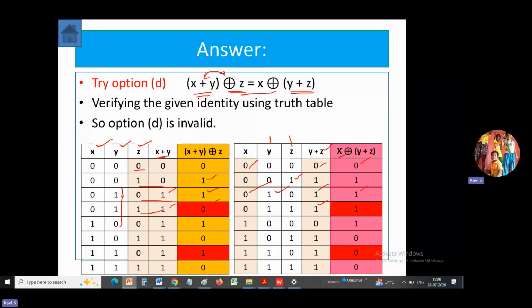In that way, if you fill in some of the combinations, like when the input is 0, 1, 1, the left hand side of the given identity produces 0, while the right hand side produces 1. In the same way, for another input combination, 1, 1, 0, the left hand side produces 1, while the right hand side produces 0. From this, we can say that the given identity is invalid. So option D is right. Thank you.